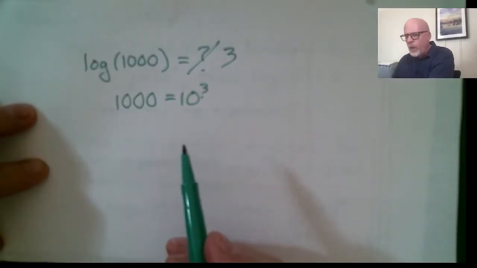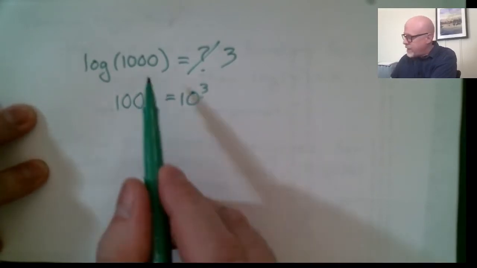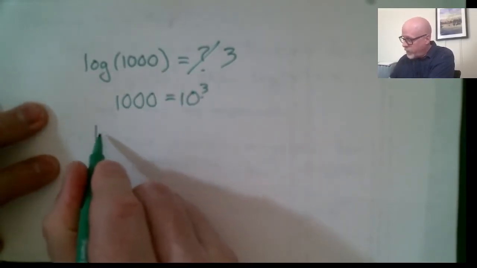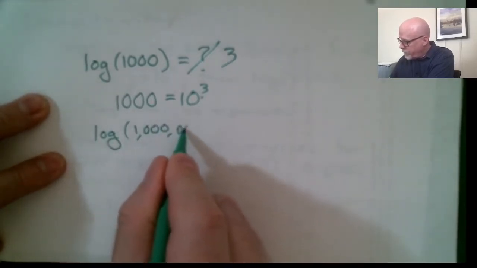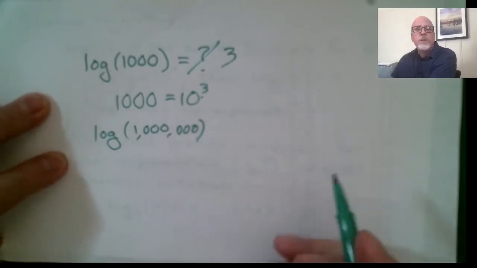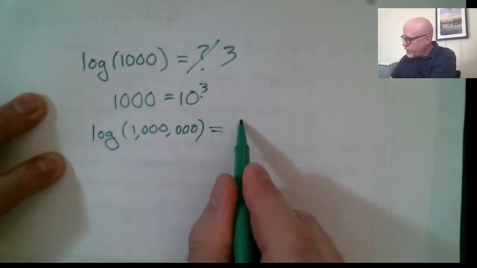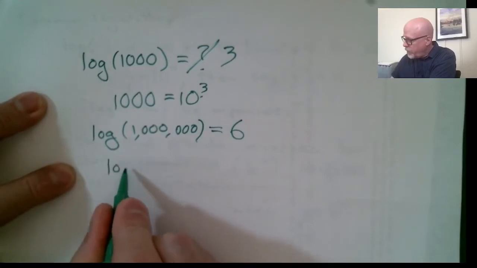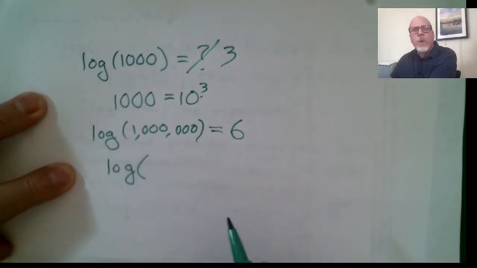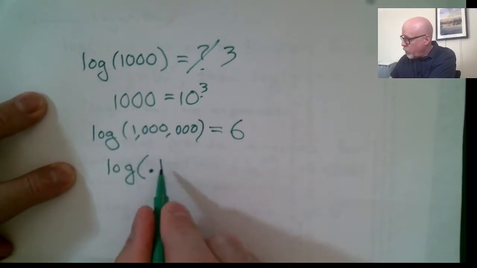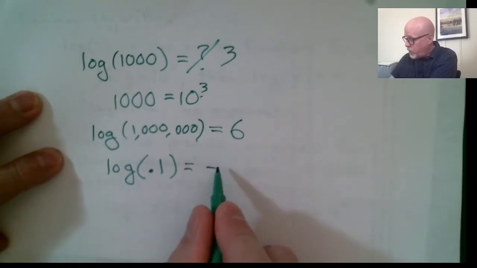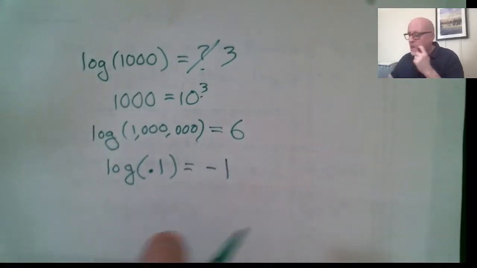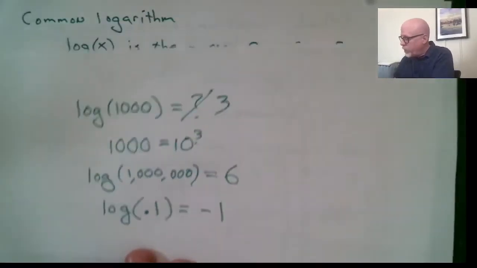You basically go, all right, what power should I stick on 10 to get this number I'm looking at? So another example, if I wanted the log of 1 million, what power should we stick on 10 to get a million? That's pretty easy, 6. You can even put numbers that are smaller than 1, like what is the log of 0.1? What power of 10 is 0.1 or 1/10? That's actually the negative first power, so log of 0.1 will be negative 1. You can verify all of these on GeoGebra if you wanted to.